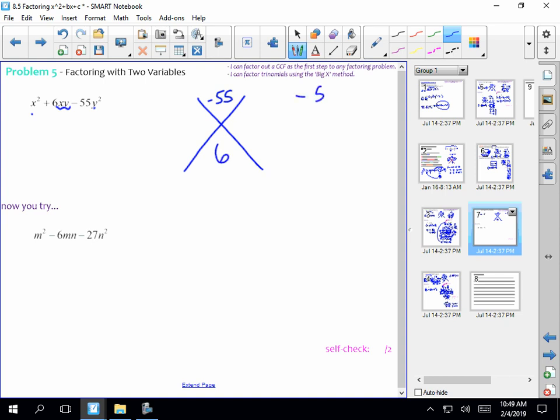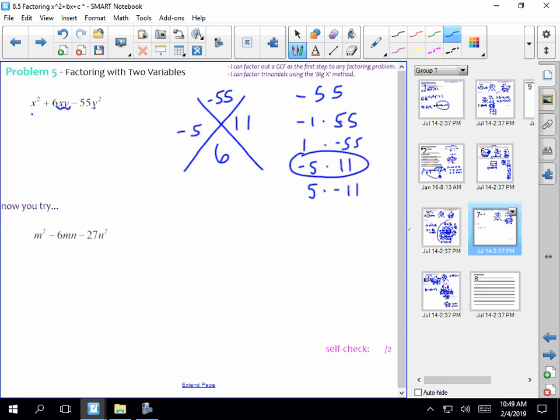So negative 55, we are going to factor that. It's negative 1 and positive 55, positive 1 and negative 55. Does 2 go into it? No. 3, no. 4, no. 5, it's negative 5 and 11 and positive 5 and negative 11. So we've listed all the factors. The one that adds up to 6 would be that one.